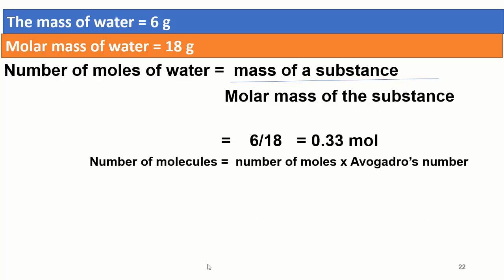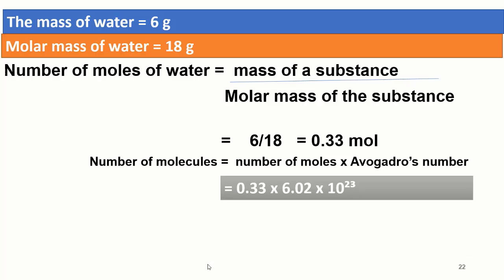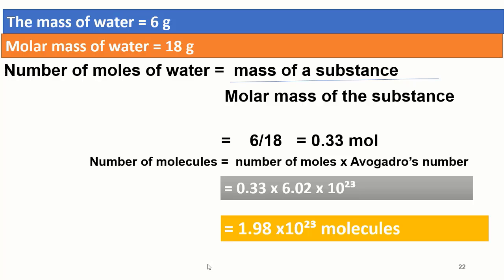Now we can calculate the number of molecules by multiplying the number of moles with Avogadro's number. When 0.33 is multiplied by Avogadro's number, that is 6.02 into 10 to the power 23, the answer is 1.98 into 10 to the power 23 molecules.